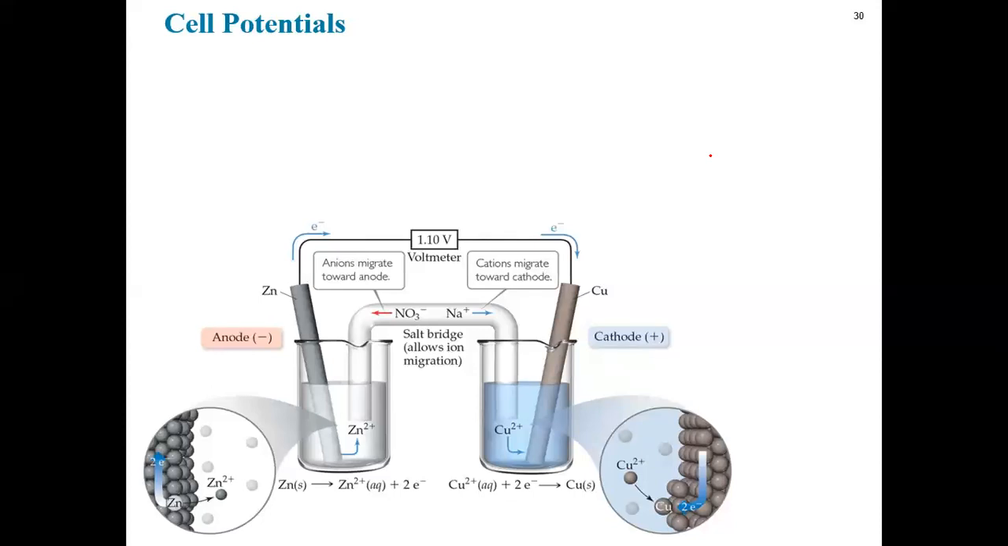All right. So here is one example of a cell. This is our example of a Galvanic cell, which is named after Galvani, an Italian scientist about 400 years ago. He first discovered that the muscle in frog legs has electricity.